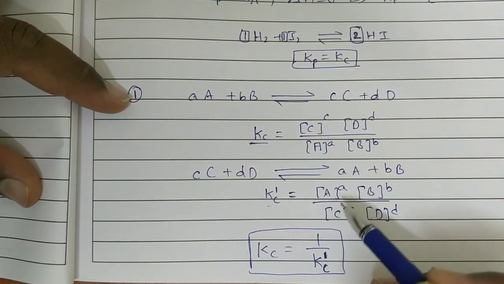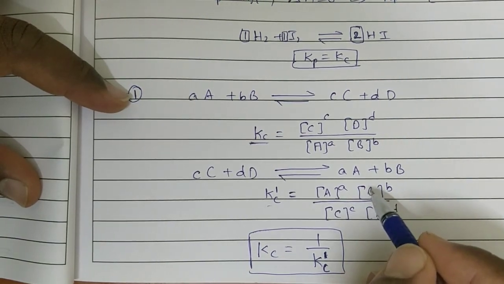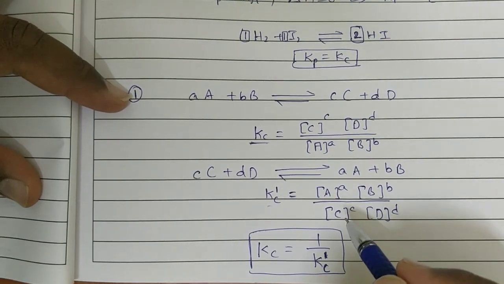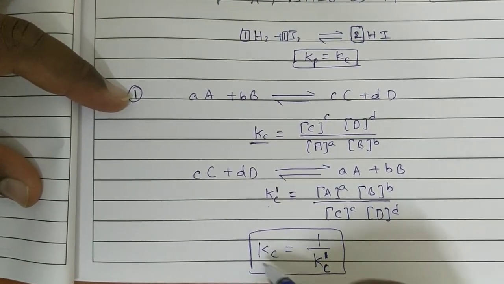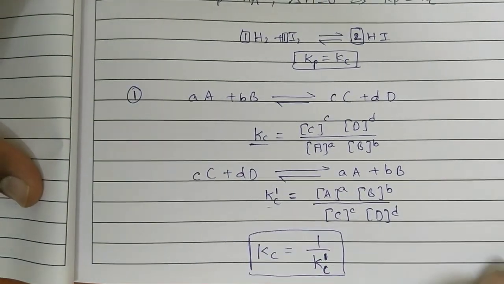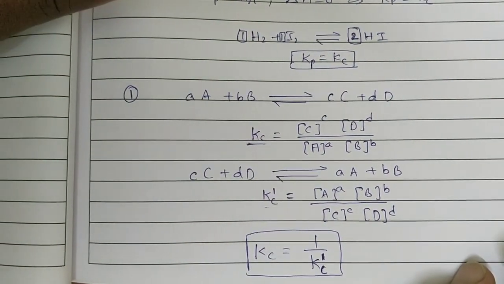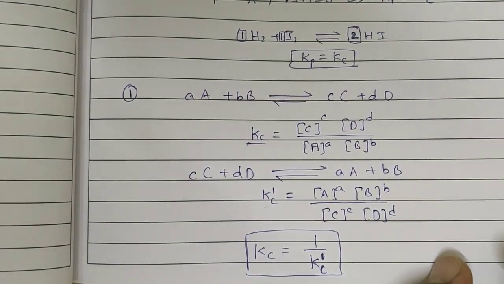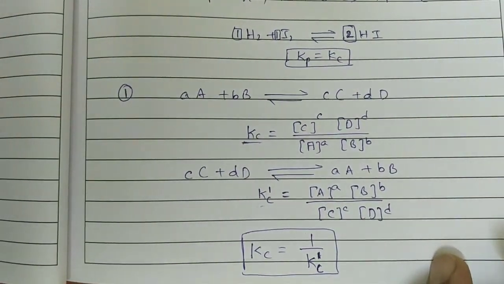Observe, by making Kc dash inverse, the concentration of A power a and concentration of B power b, if you bring down, here in down we will get Kc value. So Kc dash and Kc are related as Kc is equal to 1 by Kc dash or Kc dash is equal to 1 by Kc. Both are same only. Is it okay, ma? This is the relation when we reverse that equation. Is it okay?